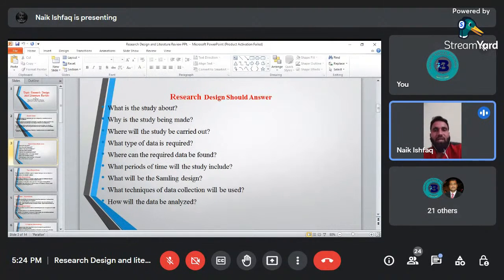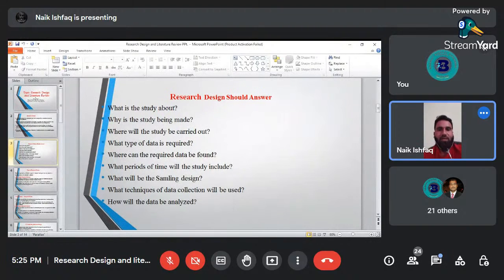And what types of data are required? Whether it's primary data that he's going to collect to answer the research question, or it is secondary data that he's going to use during his research. And what period of time will be used during the study, how much time a researcher will use to complete his research project.